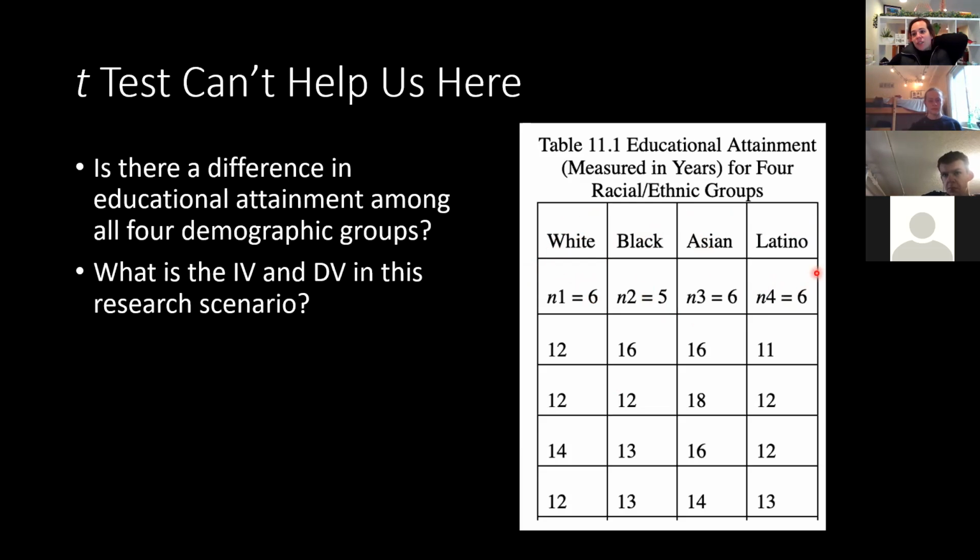So looking at this, what is the independent variable and what is the dependent variable for this research scenario? What's the independent variable? Racial group. Racial and ethnic group is your independent variable, and you have 4 levels of that independent variable. What is the dependent variable?